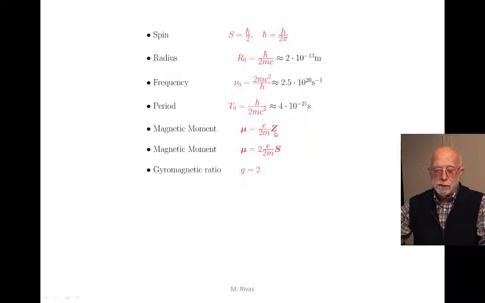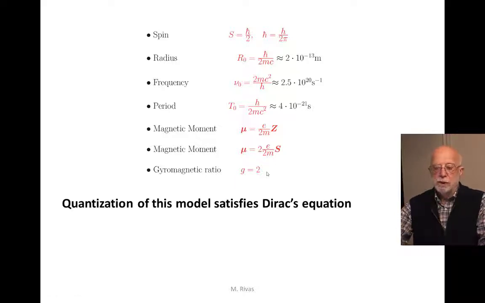when quantizing the system, this part z is twice as much as the total spin, in such a way that when we represent the total angular momentum in terms of the total spin, we get this 2 here, what is called a gyromagnetic ratio. This model quantizes, and when it quantizes, satisfies Dirac's equation.